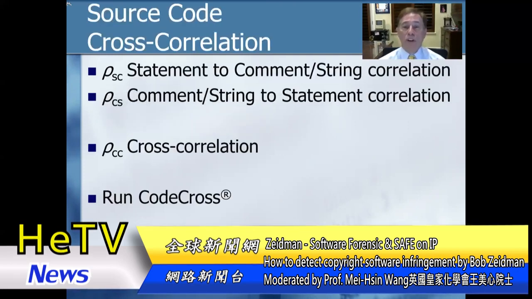For source code cross-correlation, we define two kinds of correlations. One is statement to comment or string correlation, and the other is comment or string to statement correlation. So we look at statements in one program and compare them to comments and strings in the other program, and then do the reverse. And then we combine them into an overall cross-correlation, and this is determined by the CodeCross function of CodeSuite.